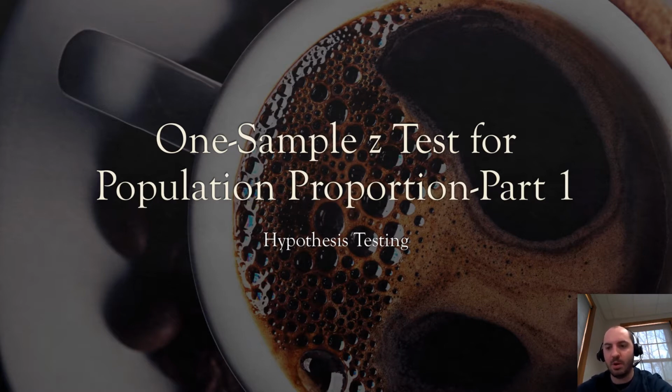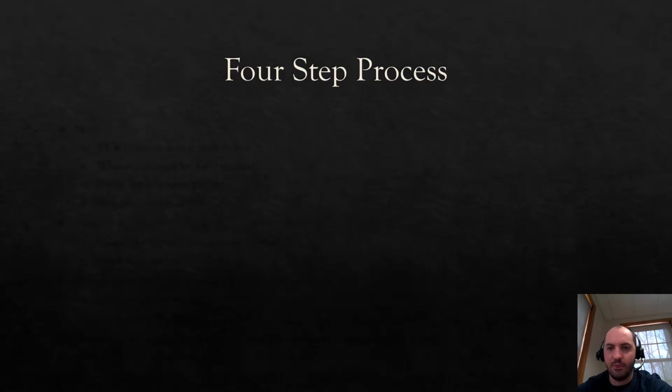So this is going to be part one of a two-part video series. This first part I'm going to focus on doing an example with a one-sided alternative hypothesis, so let's jump into it. We are going to use the four-step process for our hypothesis test here, and it is going to follow the same pattern that you used for confidence intervals. We're going to use the state, plan, do, conclude criterion.